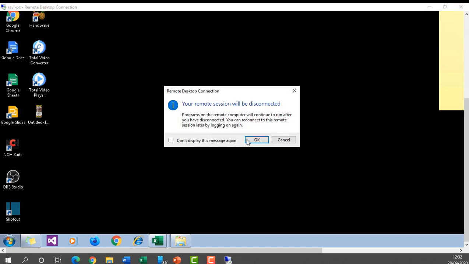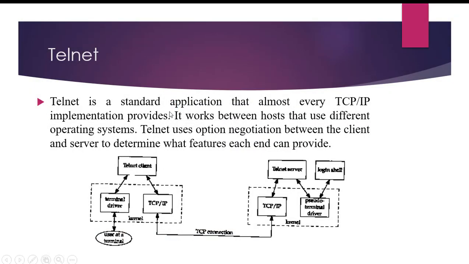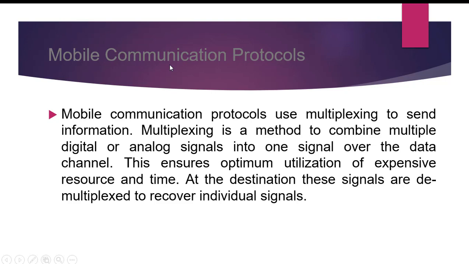Let's close the connection. Okay, now move to our next agenda point, that is mobile communication protocols. Mobile communication protocols use multiplexing to send information. Now, what is multiplexing? Multiplexing is a method to combine multiple digital or analog signals into one signal over the data channel or communication channel. This ensures optimum utilization of expensive resources and time. At the destination, these signals are demultiplexed to recover the individual signals.